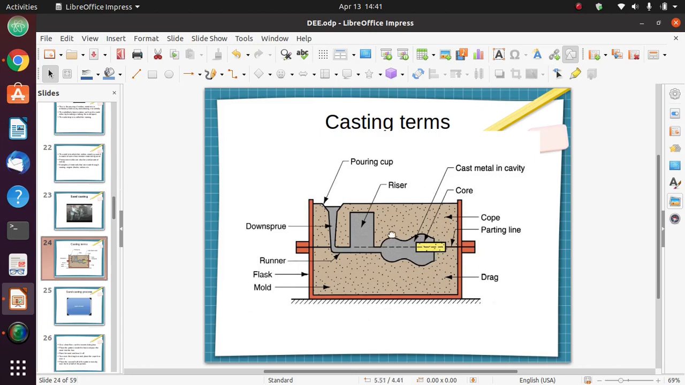For example, like our diagram. This cavity is bottle shape and I want it to have a hole at the bottom. So I will put a core while putting the sand. When I pour my molten metal, it will take this shape. Then when I remove the sand, I will remove the core and I will have a hole there.